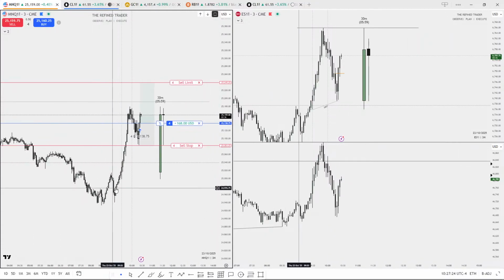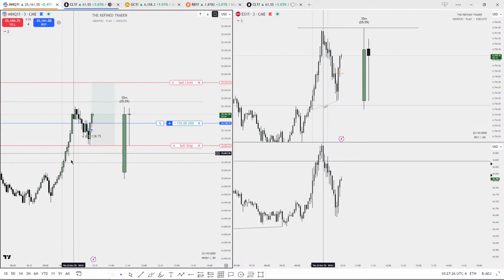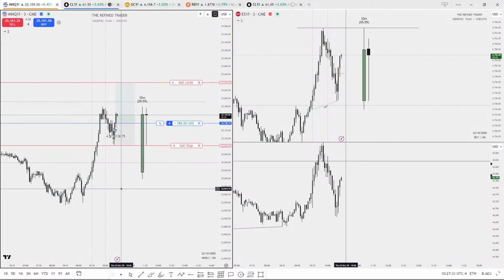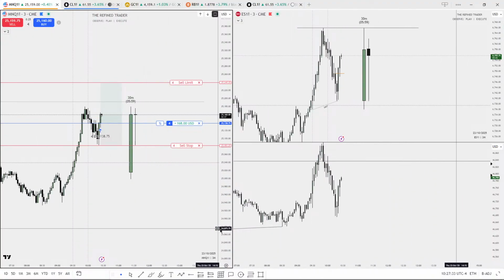Do you guys get why I took that trade? Do you understand the reason behind me taking that long? If anybody has any questions in terms of the trade idea, I can go ahead and explain it right now.